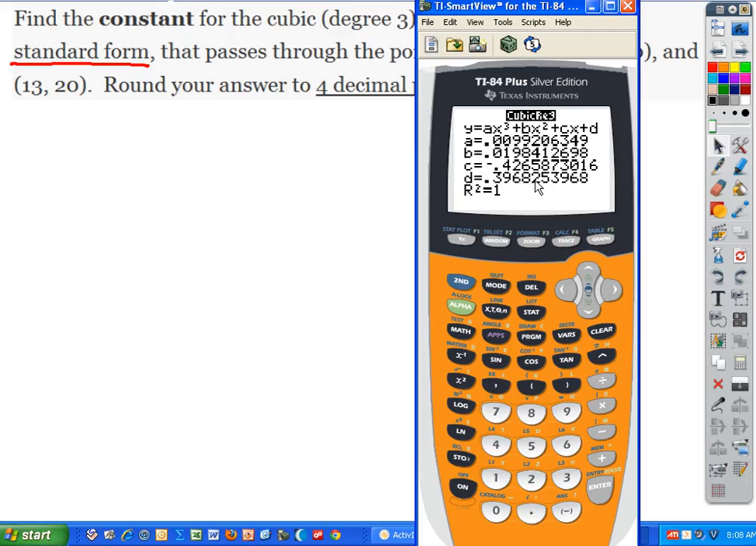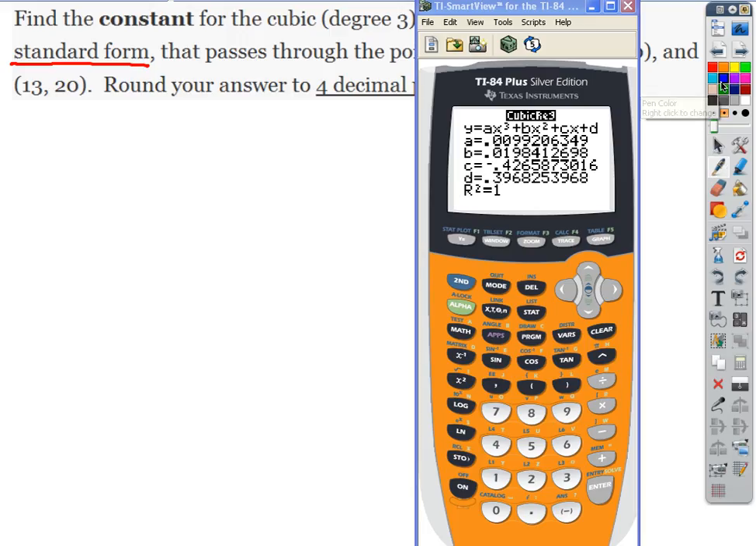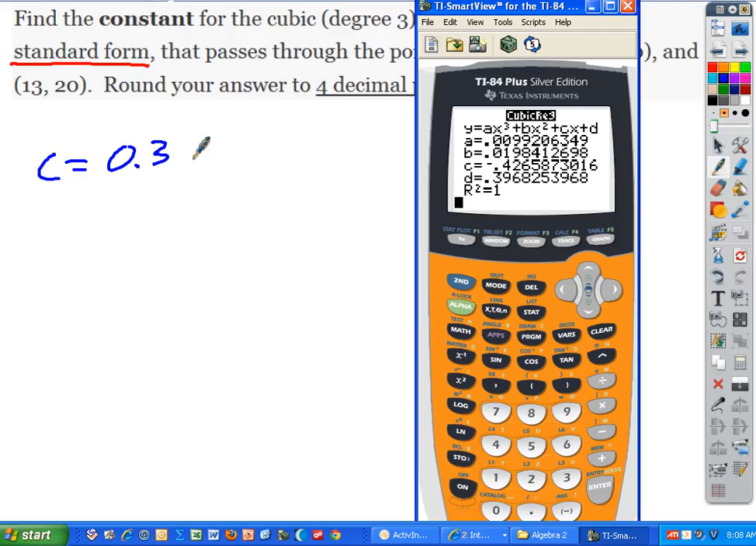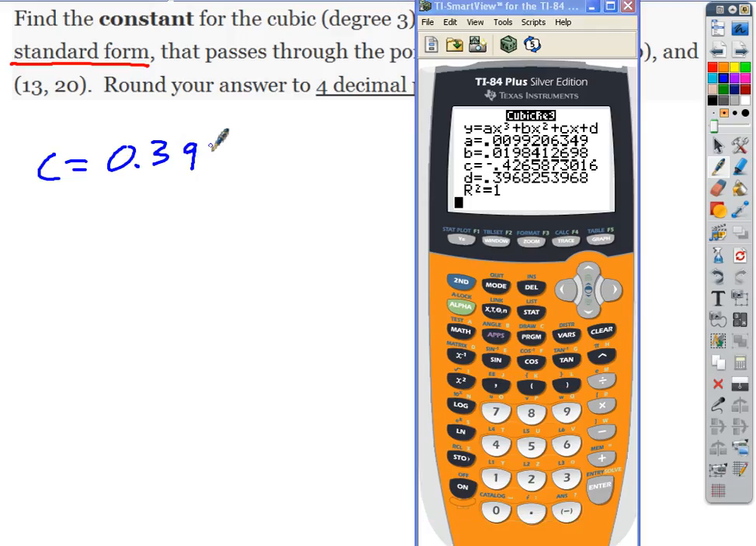What if it wanted it in a fraction? They don't. For the graphing calculator one, I won't ask for a fraction. So that's what they're looking for. Actually, it's D on here, but I mean C for the constant, right? That makes sense. 3968. Okay, make sense? All right.